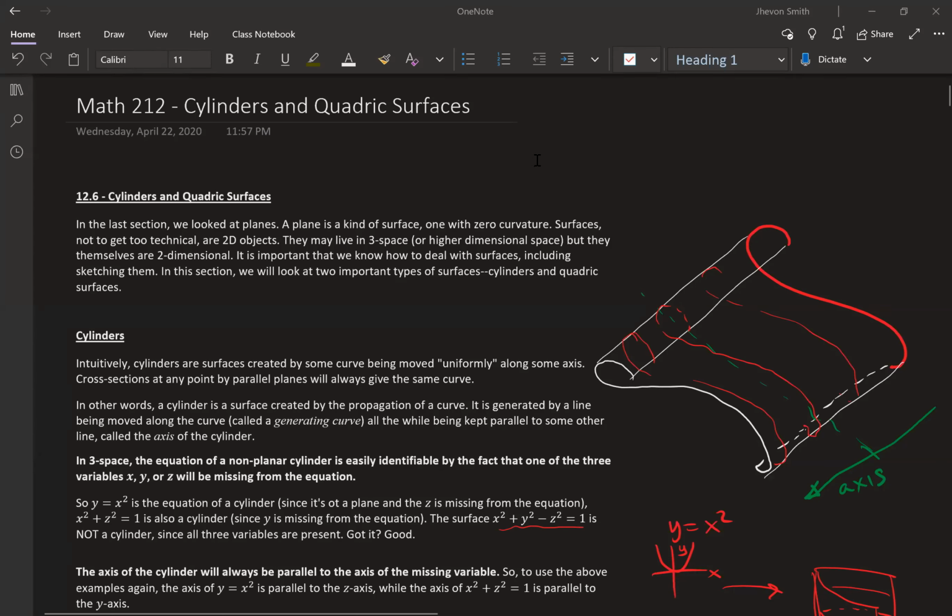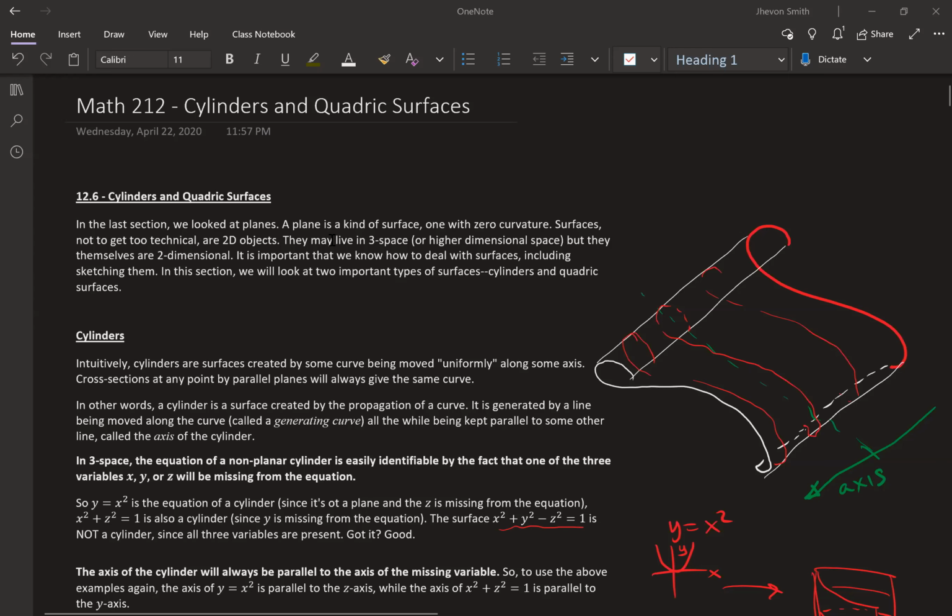So last time we looked at cylinders and quadric surfaces. These are two kinds of surfaces that you needed to know how to sketch. Cylinders, what do we know about cylinders? Well, as long as they're not planes, not planar cylinders, we will have two variables in the equation. So if you see an equation where only two variables are present and you know you're in 3D, then that thing is going to be a cylinder. Like y equals x squared or x squared plus z squared equals 1 is a cylinder.